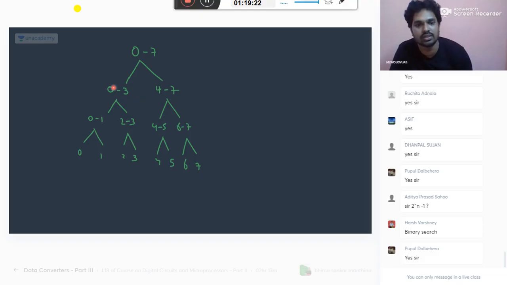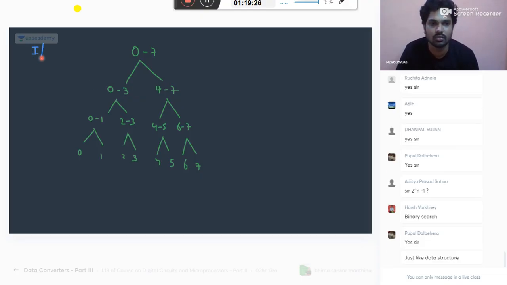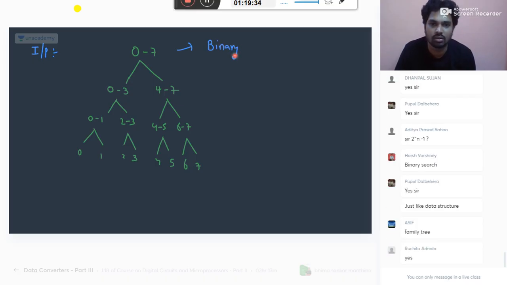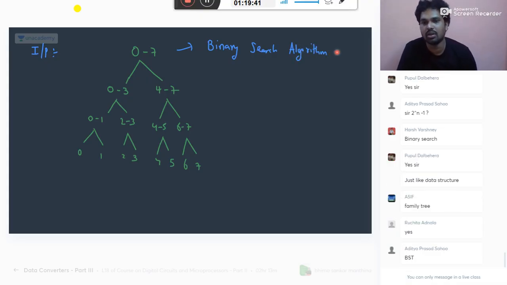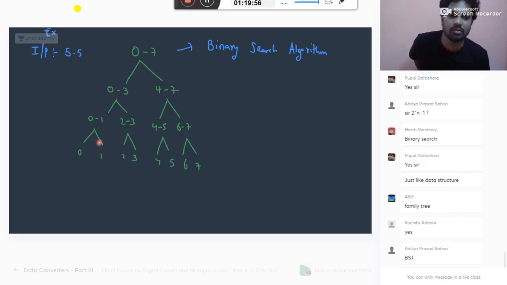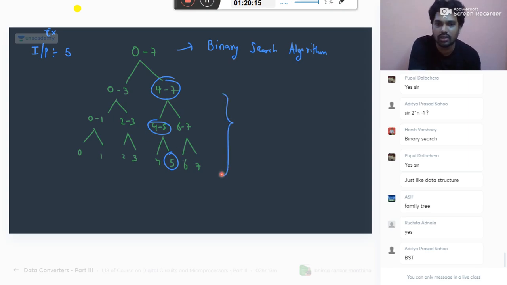Now, the same algorithm is called the binary search algorithm. Suppose for example your input is 5, and your result is 5. First it will check, is it in this group or this group? It is in this group. Then it will come to this group. Then it will come to this group. How many steps total? 3 steps.